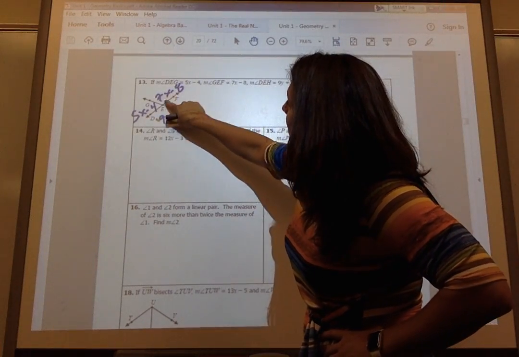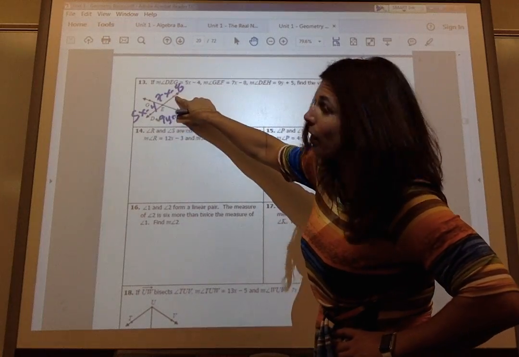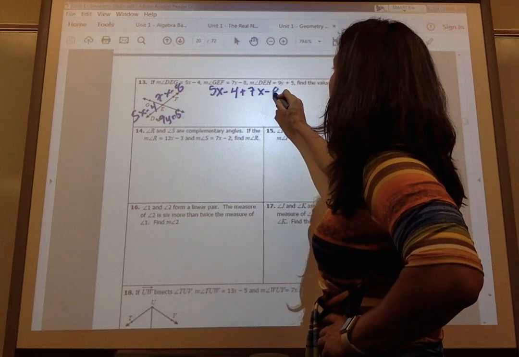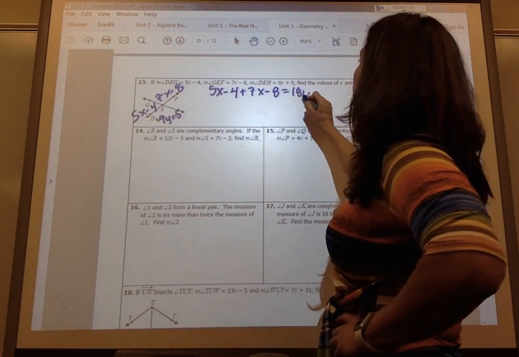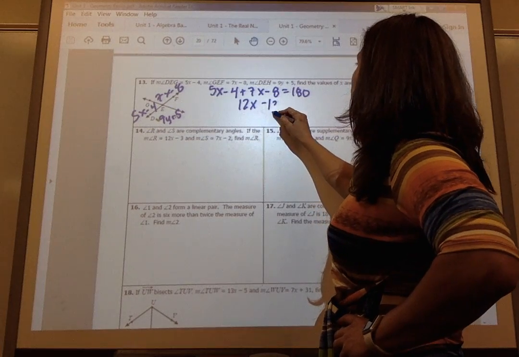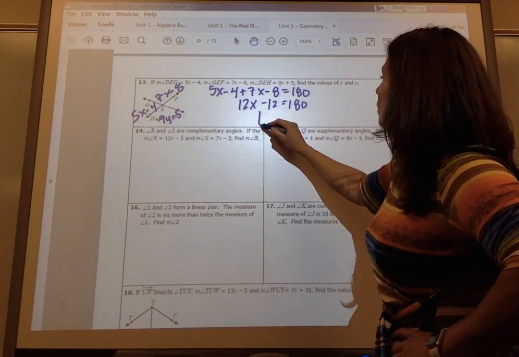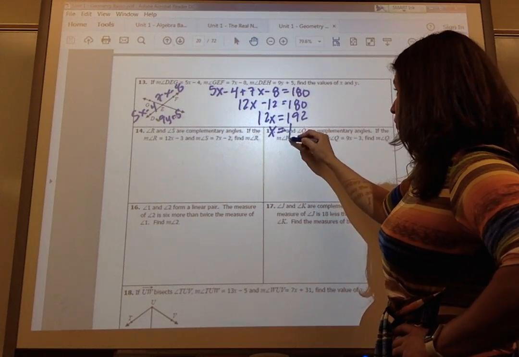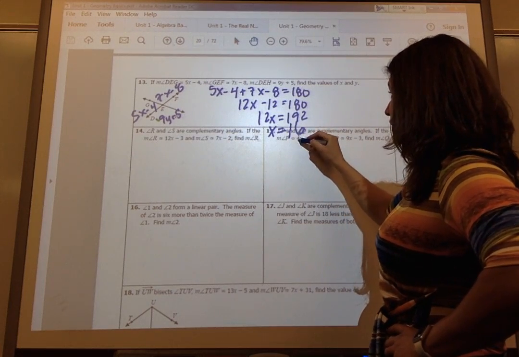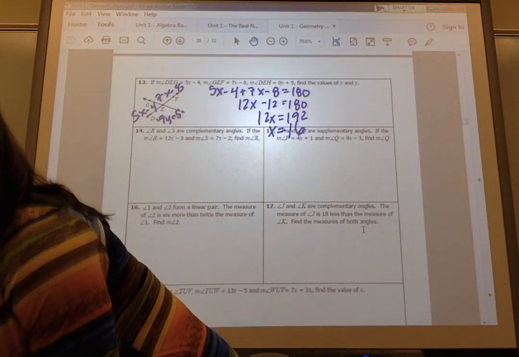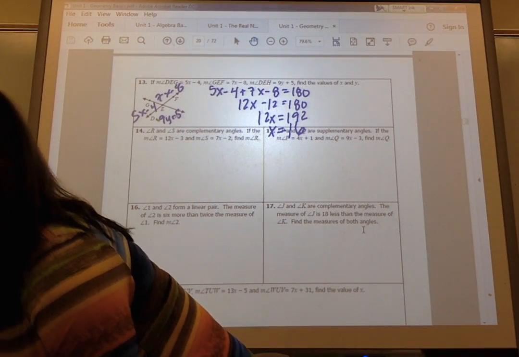I know that these guys form a linear pair. So I'm going to say 5x minus 4 plus 7x minus 8 is all going to be equal to 180 degrees. And this is the algebra part. 12x minus 12 equals 180. 12x equals 192. x then equals 16. So x equals 16.